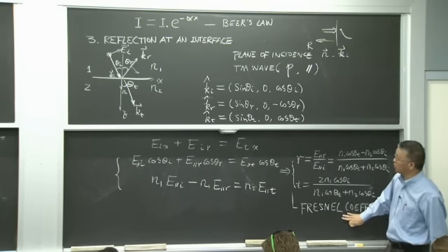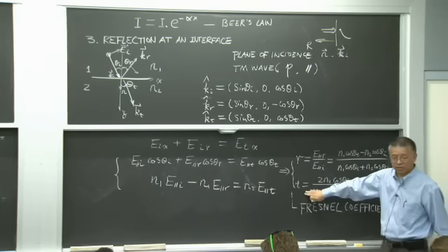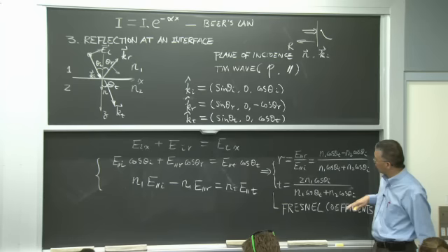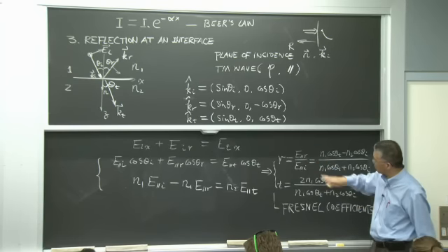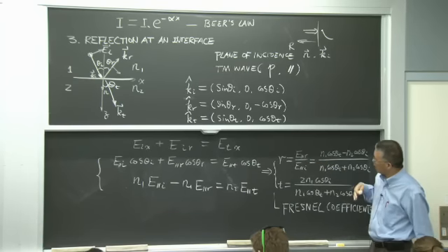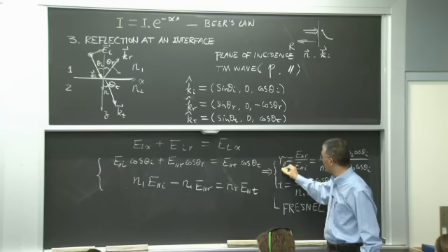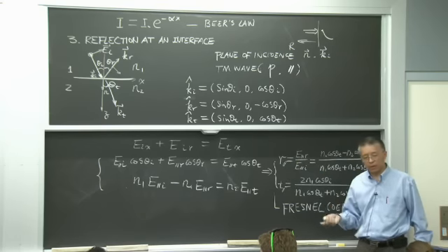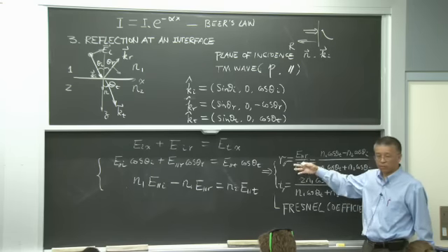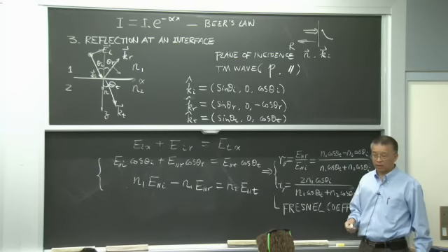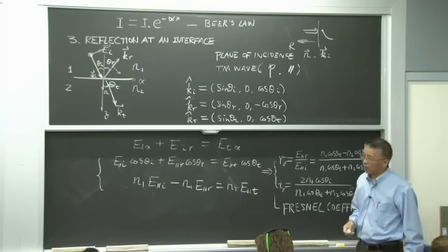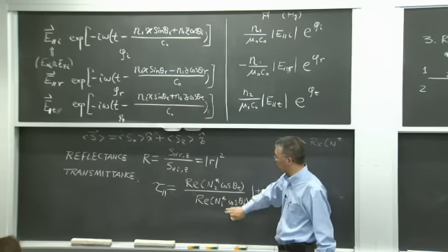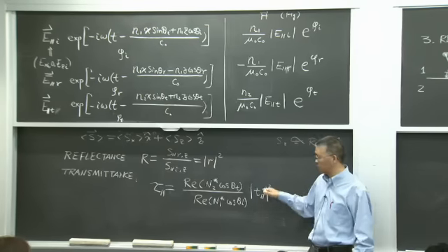So Fresnel coefficients for reflection and transmission at the interface. Here is for parallel polarized, so that's the electric field in the plane of incidence, and let me put a parallel here. And if the electric field is perpendicular to the plane of incidence, you go through the same derivation, and there are a different set of Fresnel coefficients. And here gives you the reflectance and transmittance based on those coefficients.